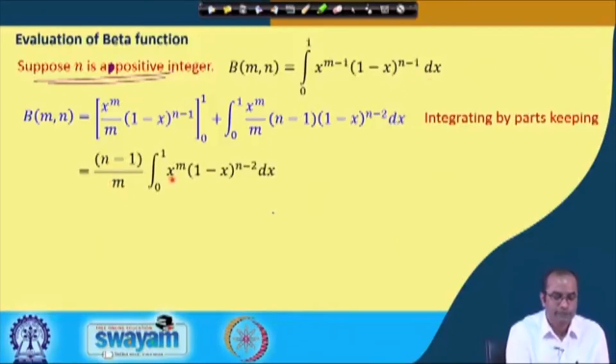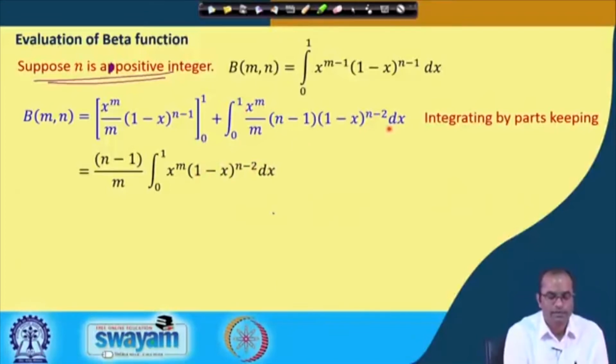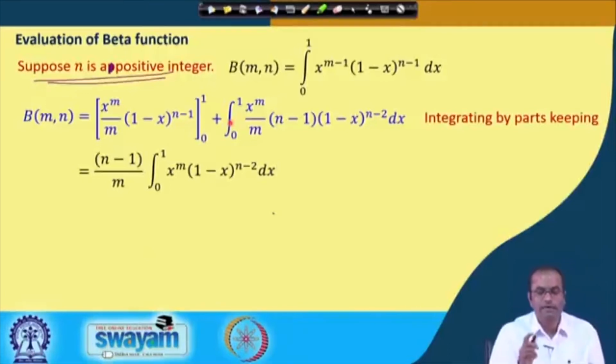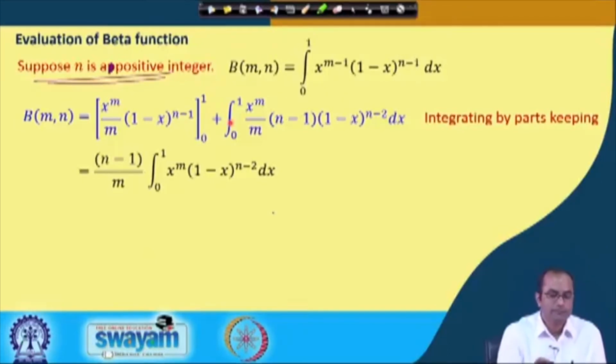So, we have now what is left. n minus 1 divided by m, we have taken this out of the integral. So, the integral becomes 0 to 1 of x^m (1-x)^(n-2) dx. So, we have integrated by parts the integral, keeping in mind that n is taken as a positive integer, so that we will be differentiating this function wherever needed, and this will be used for the integral.